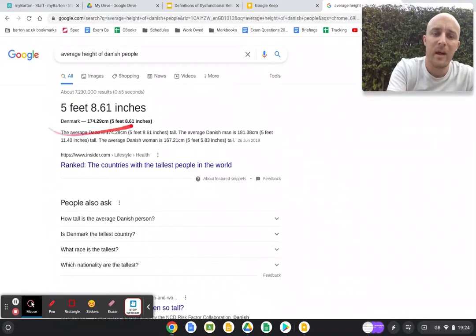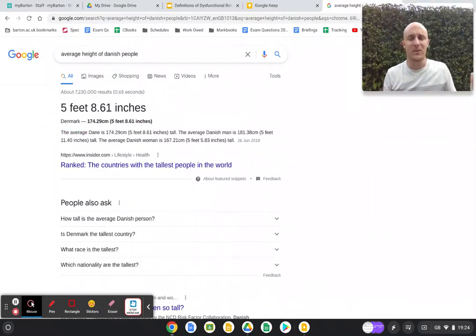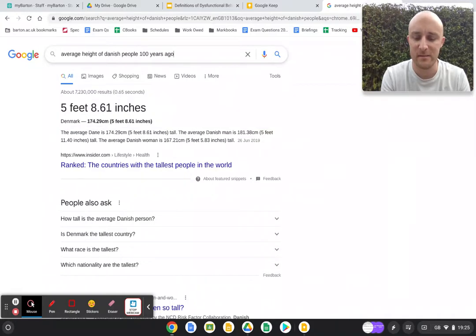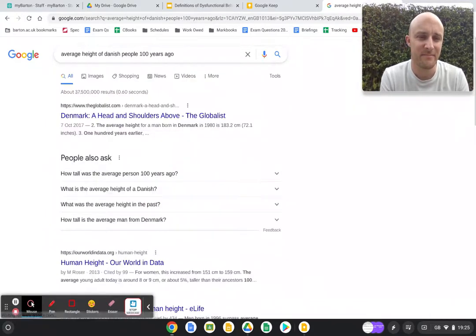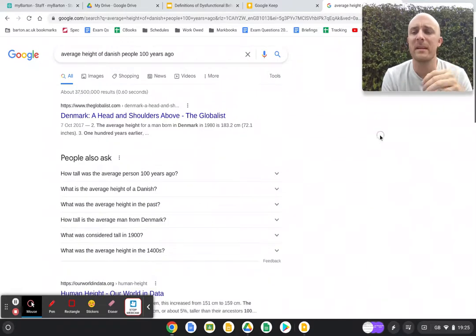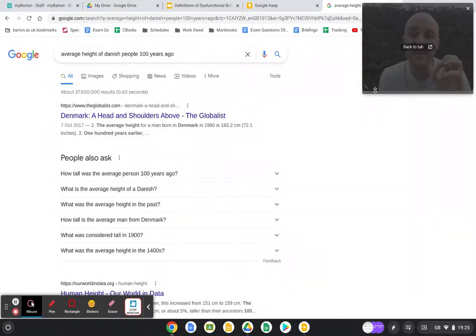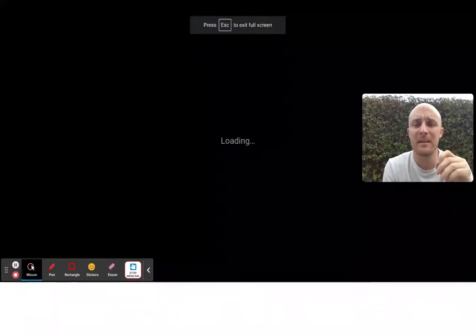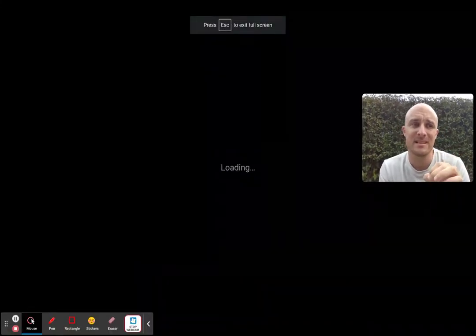Now, that is an up-to-date statistic, but if you're looking 100 years ago, I wonder if I can actually do this. I doubt I will get a statistic for this that easily. How tall was the average person 100 years ago? 5'10". Doesn't help me at all. But the point is, this is a key AO1. In order for you to be able to define whether something is abnormal, you do need up-to-date statistics.